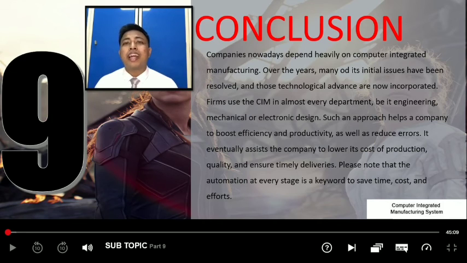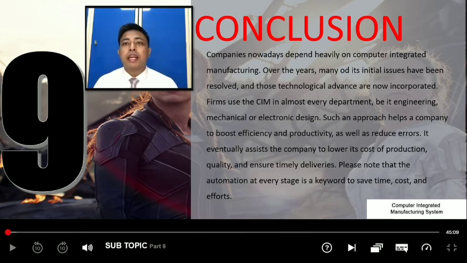Other than that, we conclude that CIM also has advantages and, not to forget, disadvantages as well. The advantages can be said to be error reduction, speed and flexibility. Meanwhile, the disadvantages are cost, maintenance and training.